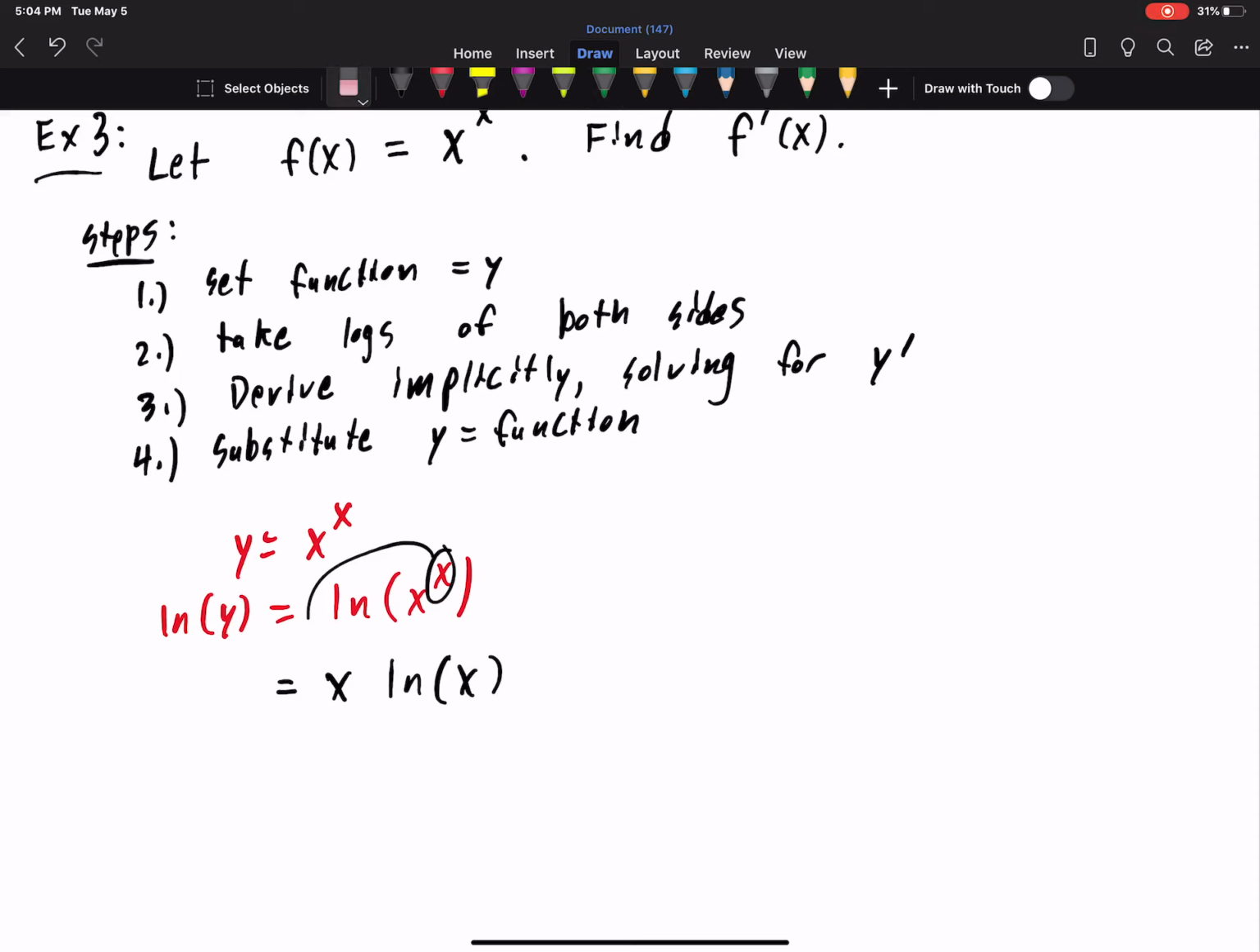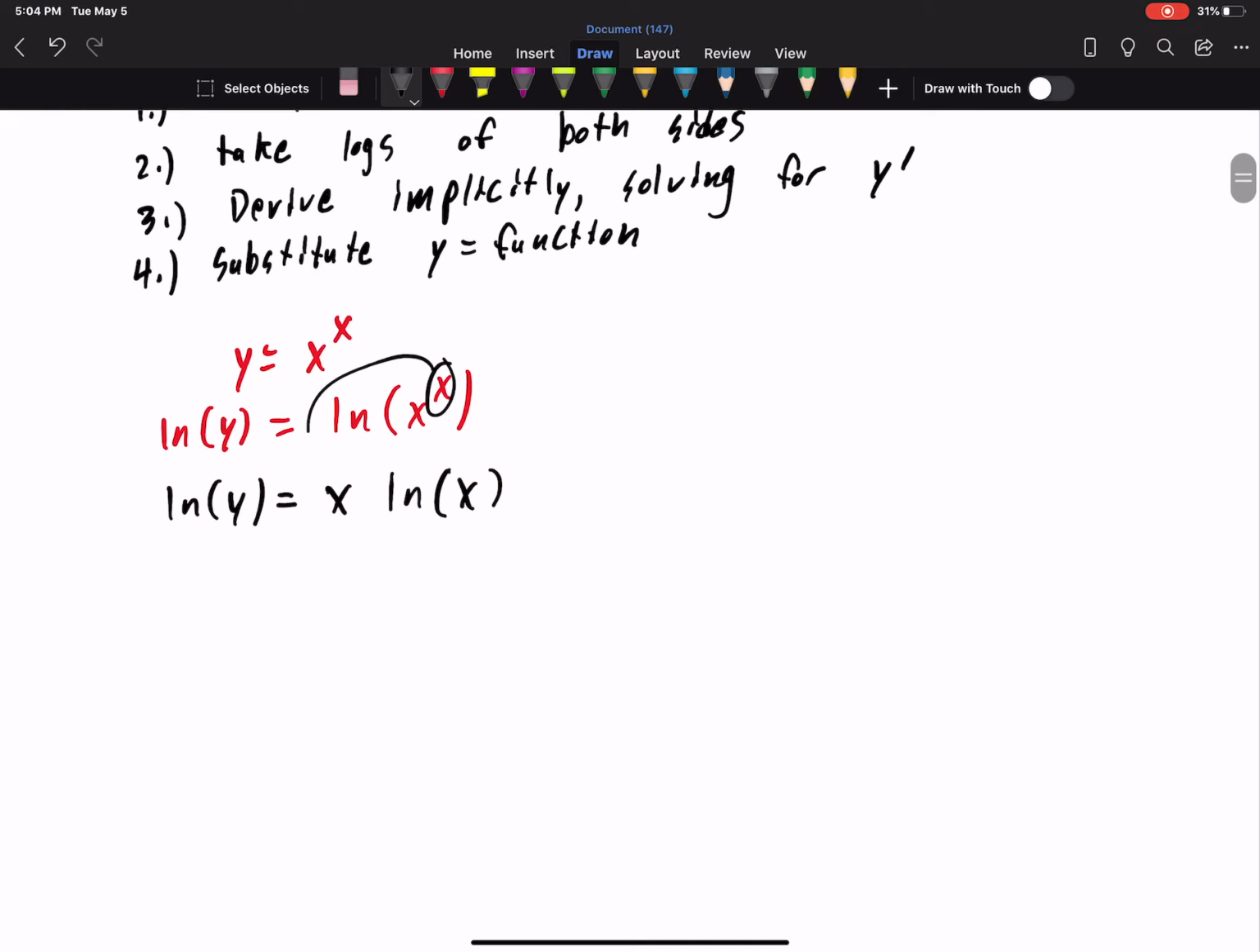All right, so let me just copy-paste what I have here on the left. So natural log of y is equal to x times natural log of x. Now, let's derive the left-hand side. So derivative of natural log is 1 over the thing on the inside times the derivative of the thing on the inside. Just chain ruling it. And then on the right-hand side, we need to use the product rule.